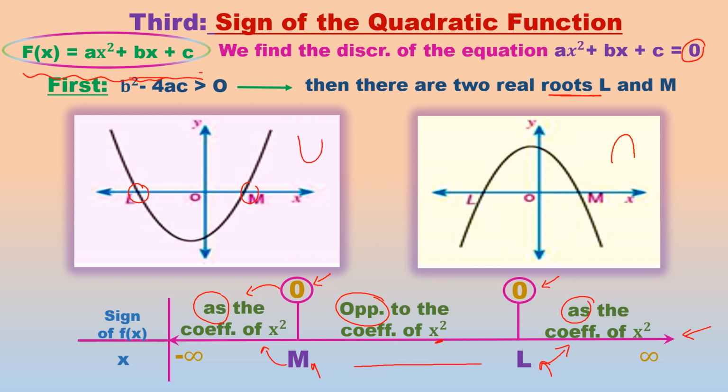So that's M, L: opposite between, same outside. The same as what? The sign of the coefficient of x², or opposite to the sign of the coefficient of x².